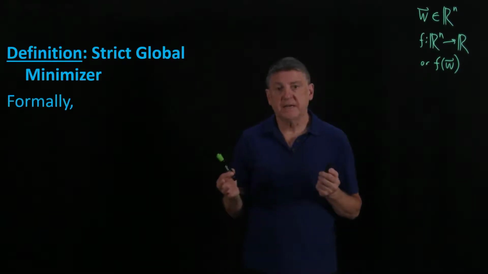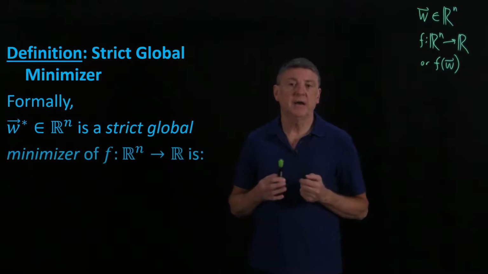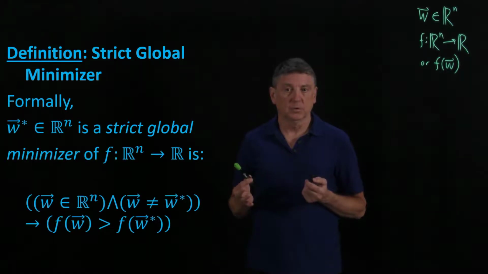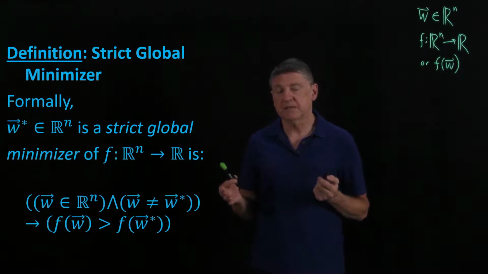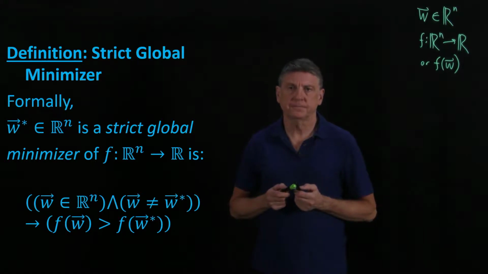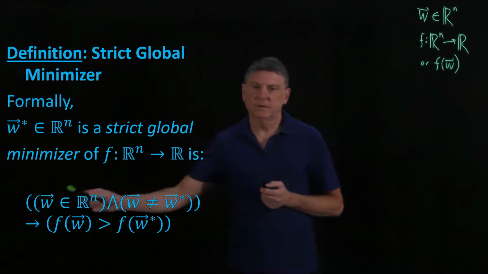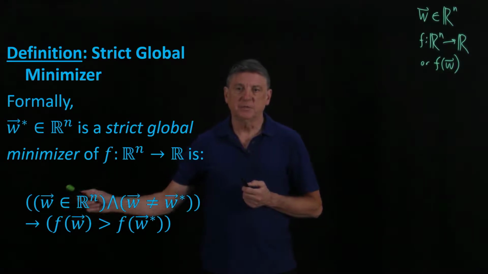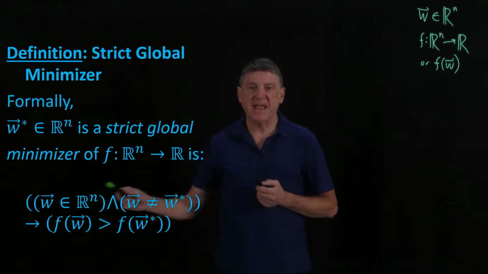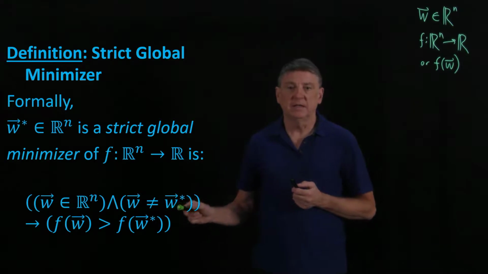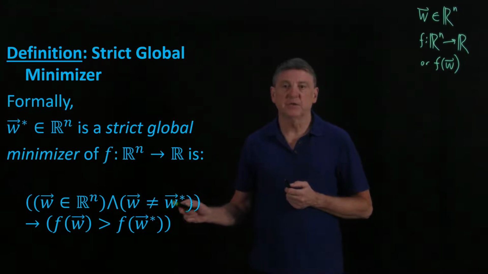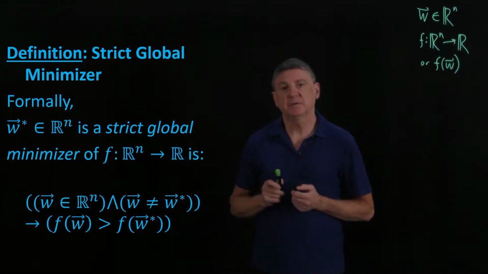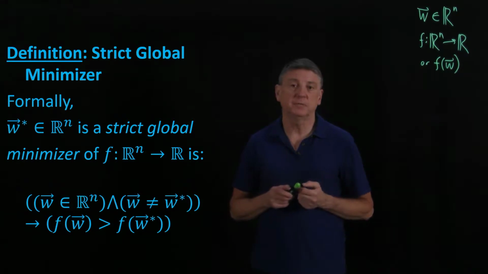So we can take these definitions and make them formal by simply using mathematical notation. Here in this mathematical notation, what we're saying is that if W is any vector in the vector space and it is not the strict global minimizer, then we have the same condition that we had when we were speaking informally.